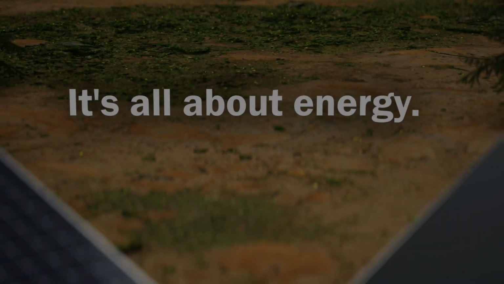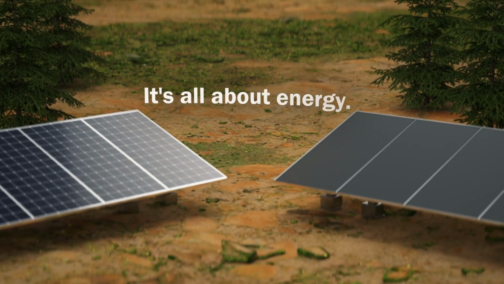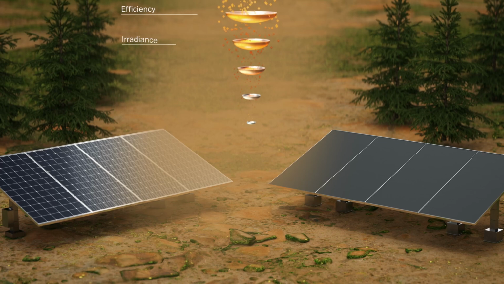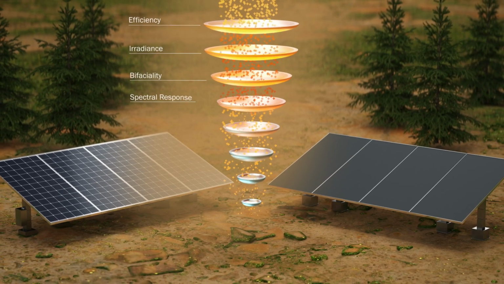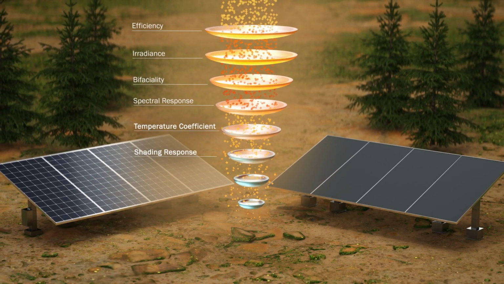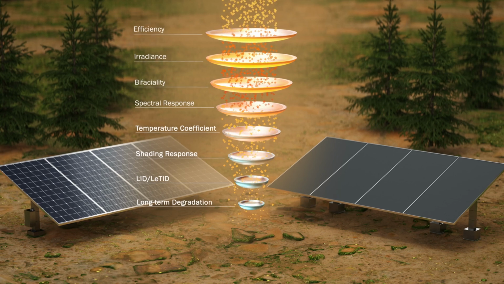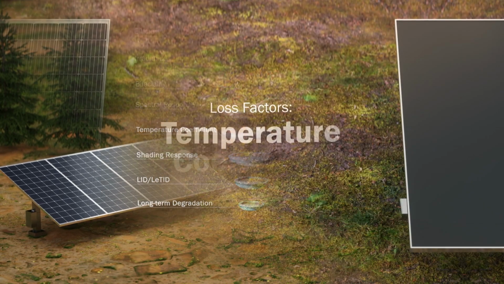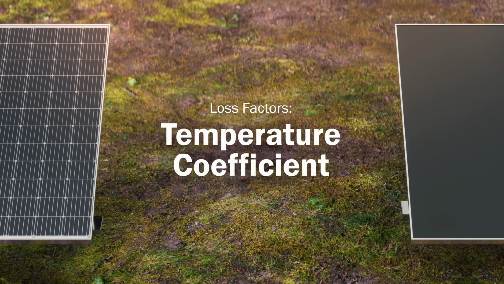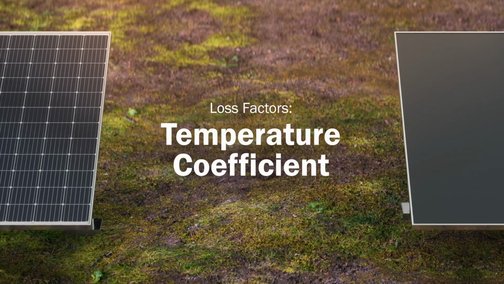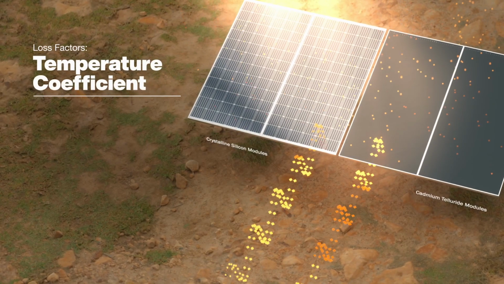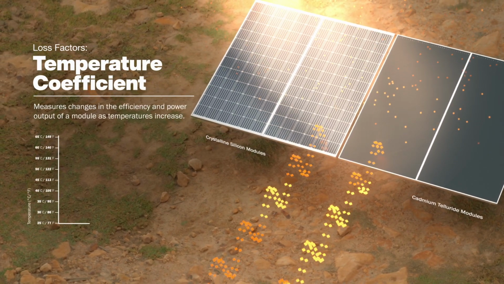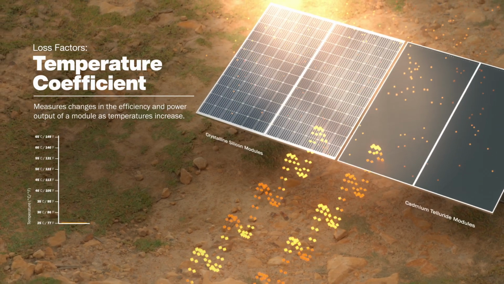It's all about energy. We know that real-world conditions can create certain loss factors that limit the actual performance of a solar module. But there are several other technology-specific loss factors that come into play. For starters, there's temperature, which can have a major effect on how well your solar installation performs. A metric called temperature coefficient measures changes in the efficiency and power output of a module as temperature increases.